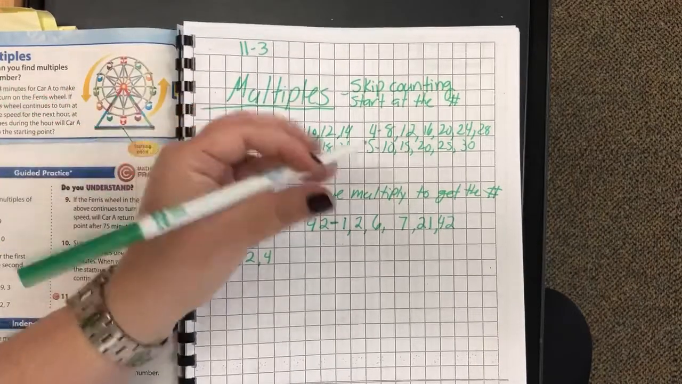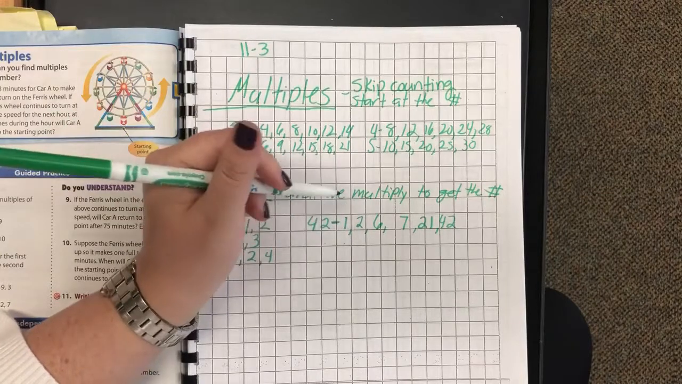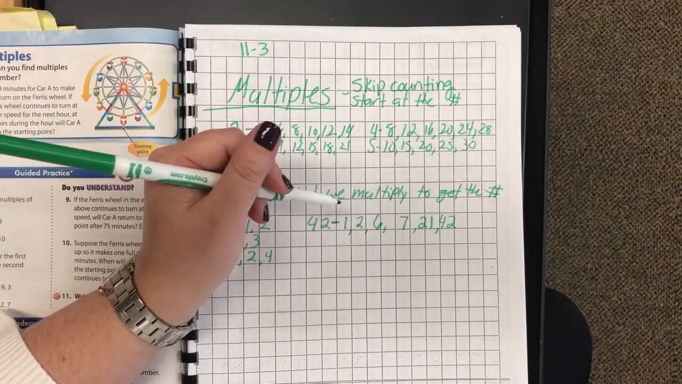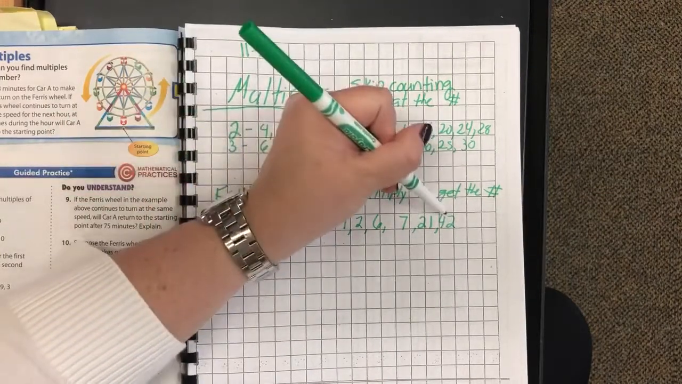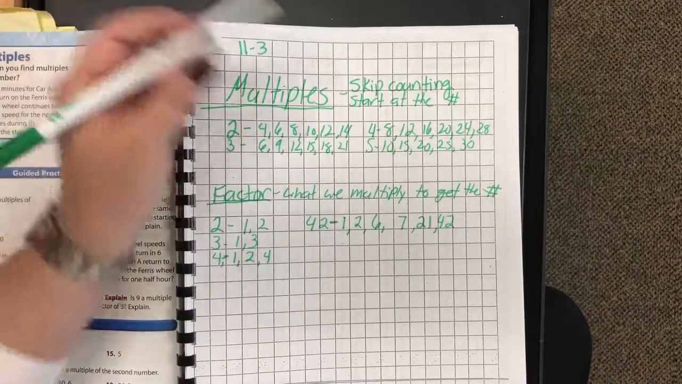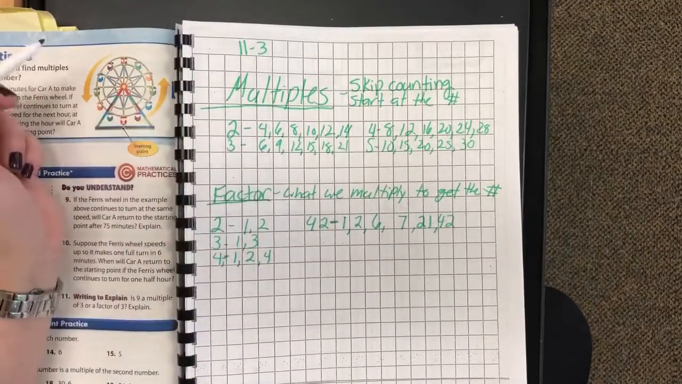When I'm given factors, 1 will always be in there. That is what gives it away. And when I see 1, I then look for the biggest number to tell me what number I'm finding the factors for.